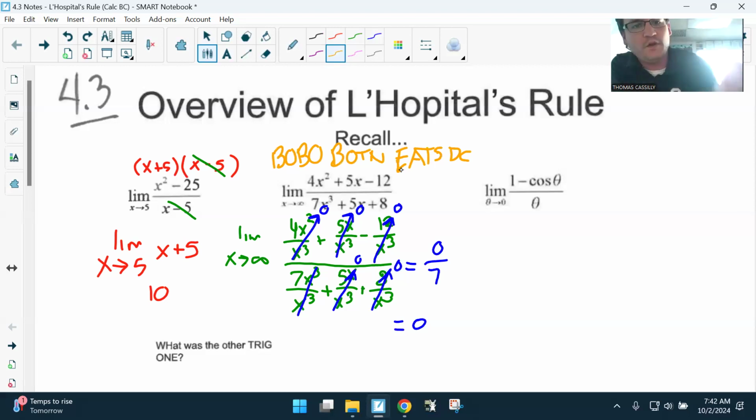All right. And then this very last one, we said 1 minus the cosine of theta divided by theta as theta approaches 0. We said that this one was just equal to 0. All right. So why is that? I told you guys, just take my word for it.